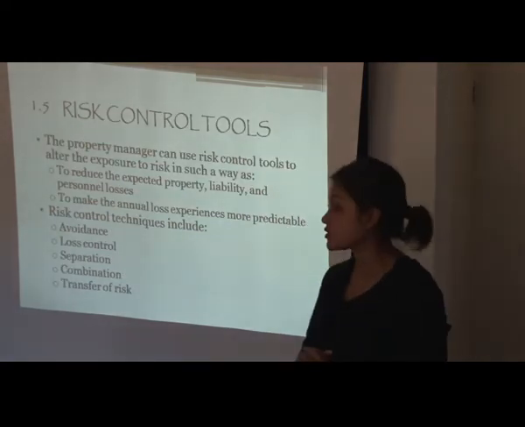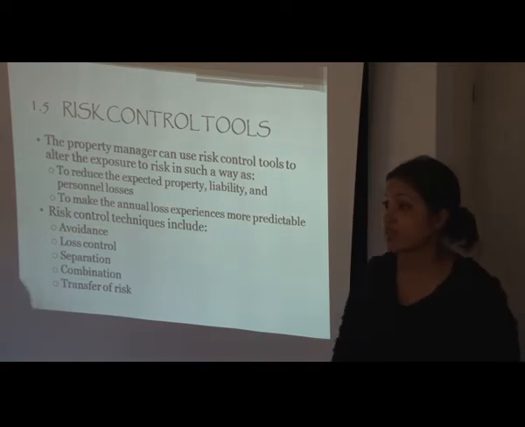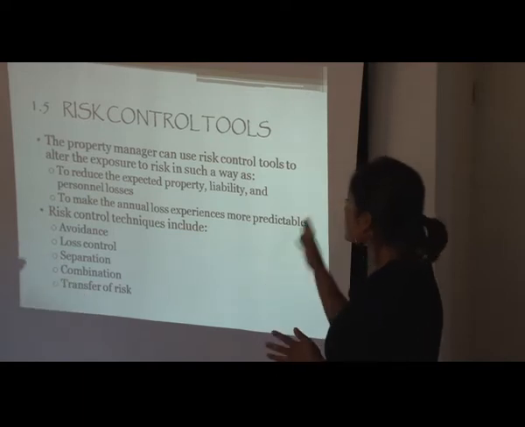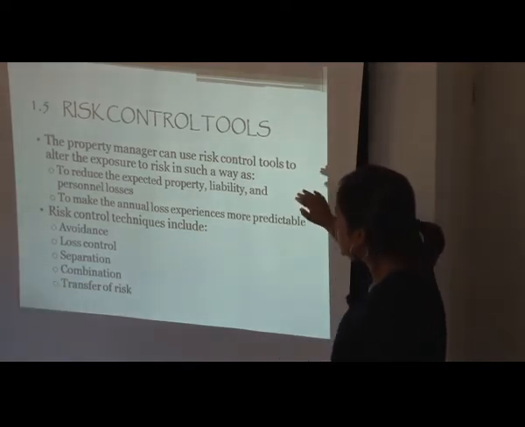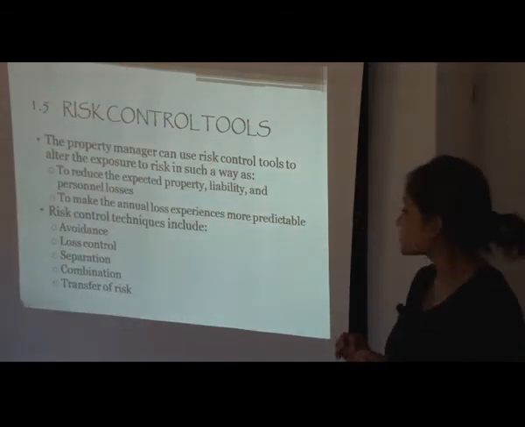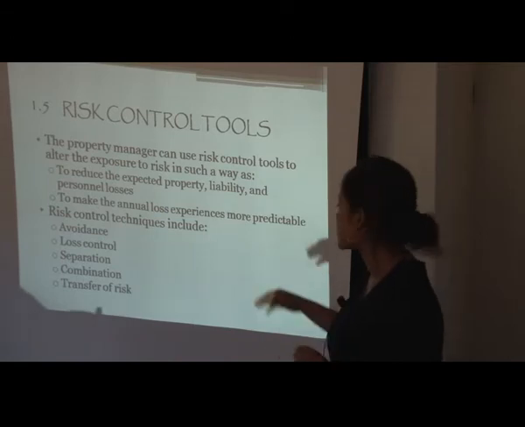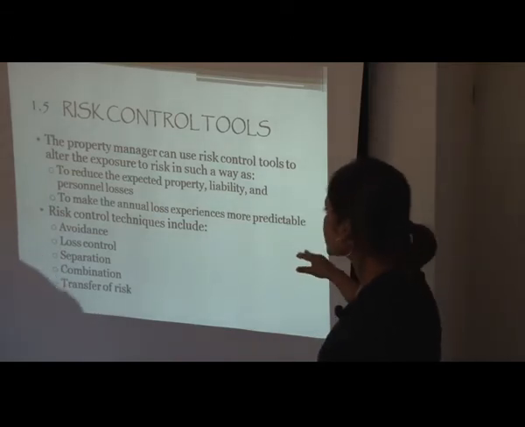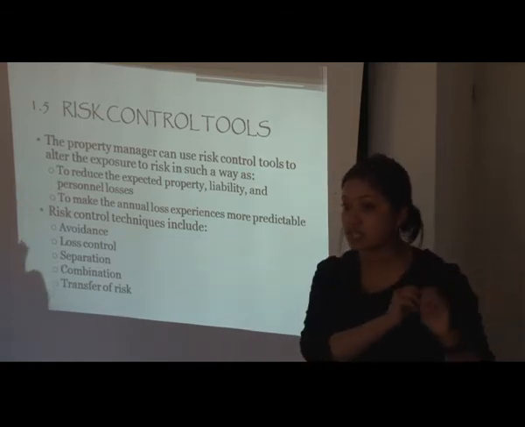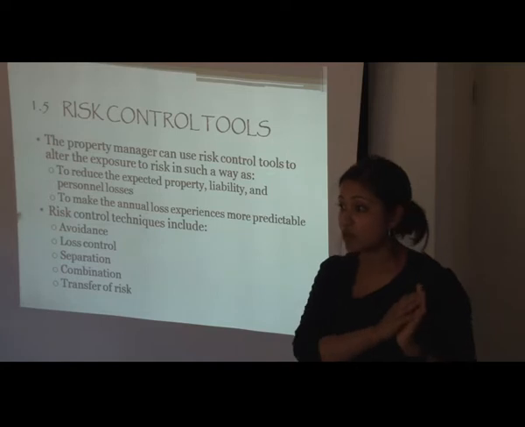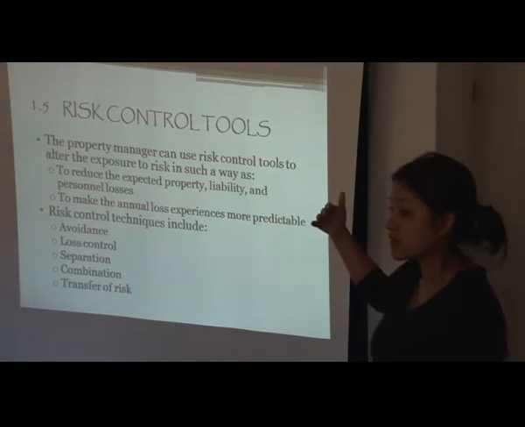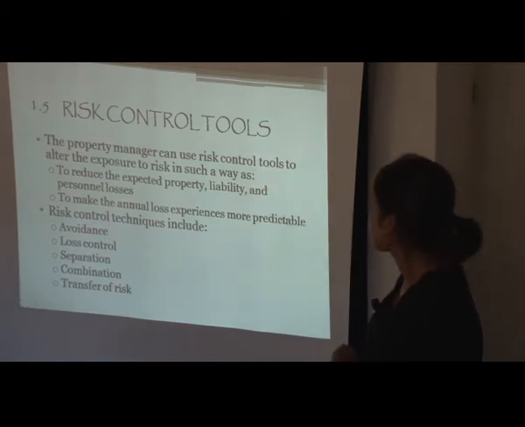Now, what risk control tools do property managers have at their disposal, right? The property manager can use risk control tools to alter the exposure to risk in such a way as to reduce the expected property, liability and personnel losses, right? So staff losses. And then also to make the annual loss experience more predictable. So for our next session, we can anticipate similar behavior, similar risk profile for our block sessions. So we will know, you know what, let's be safe, move it off-site. That's what you're doing. You're learning the lesson and you're implementing it for the future, right?